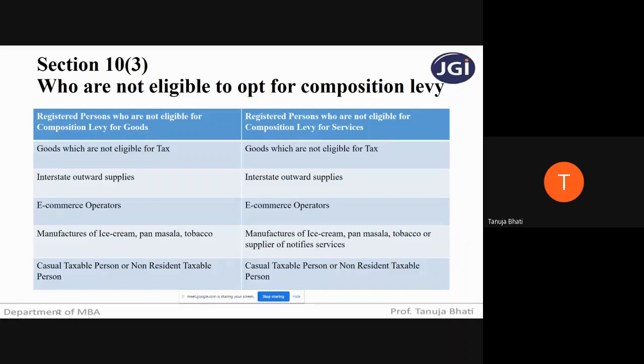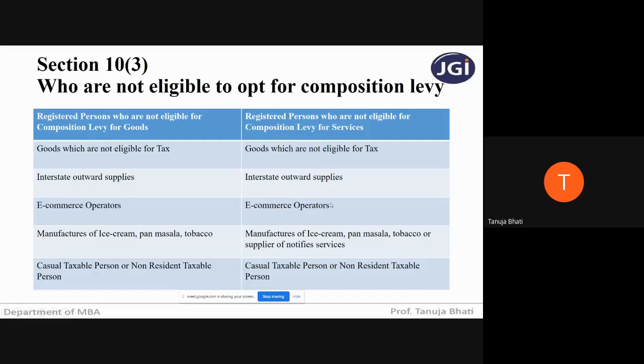He is a person who undertakes the transaction of supplying goods and services occasionally in India, but does not have a fixed place of business in India. So he will take his registration as a non-resident taxable person under GST. So these are all the registered persons who are not eligible for composition levy for goods. Now, registered persons who are not eligible for composition levy for services: goods which are not eligible for tax. Again, a supplier who is engaged in making any supply of goods and services which are not leviable to tax.